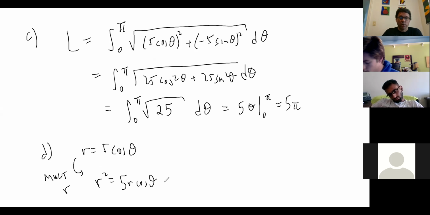R squared and 5r cosine theta, because this first thing is just x squared plus y squared, and the other one is 5x. And you're done. You could clean it up, I guess, and get it down into a more standard form, but that's the deal.